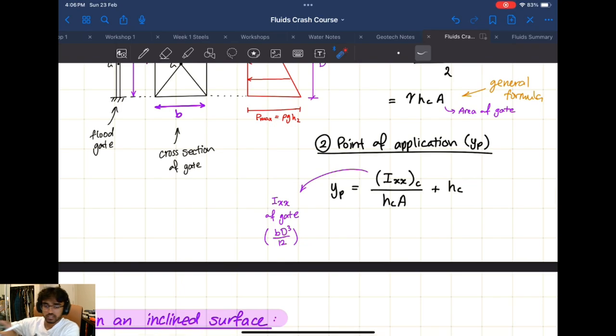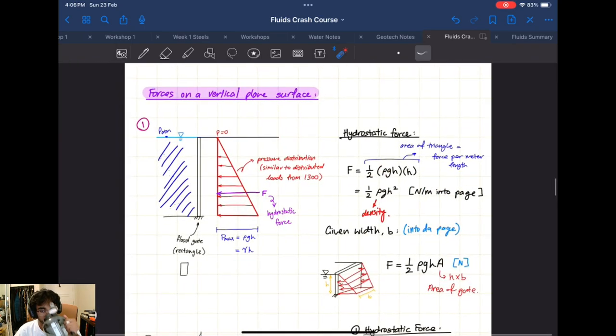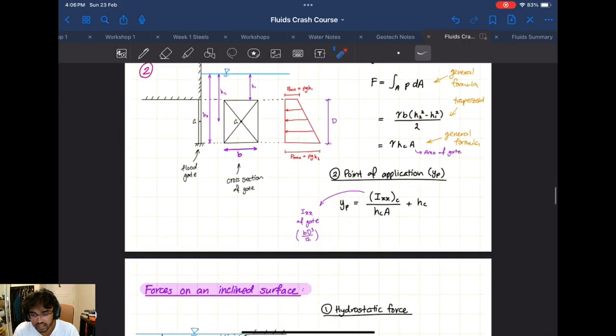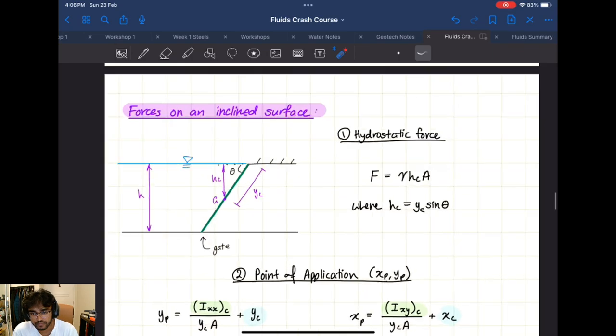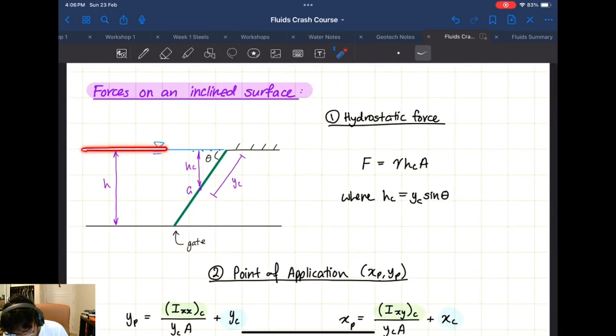Okay, so that was taking a look at vertical plane surfaces. Now, let's take a look at inclined surfaces. So pretty much, this is our water table. This is our gate in the green, right? And I've denoted the centroid of the gate. So HC is given by that. YC is pretty much the angled height to the centroid.